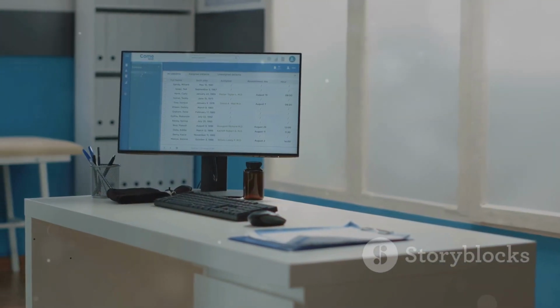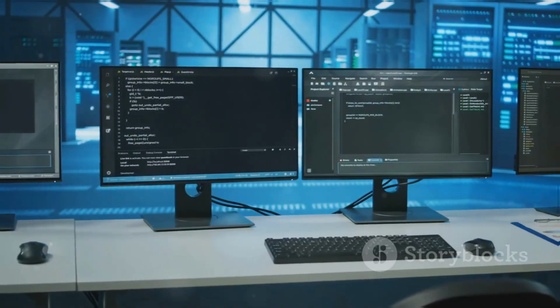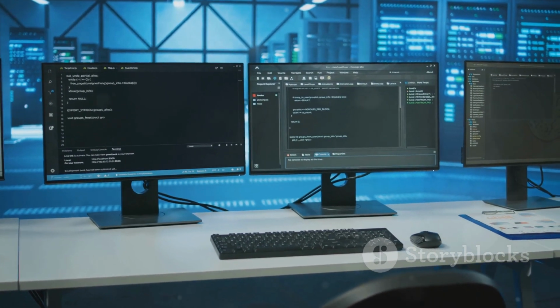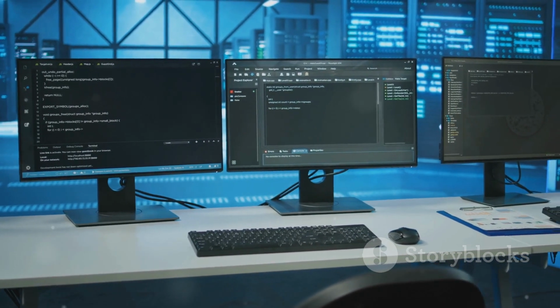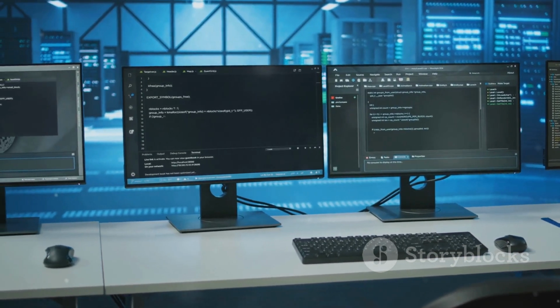Question 37. How do you manage software licenses for an organization? A. Keep an inventory of all software, track license expirations, ensure compliance with licensing agreements, and manage renewals and upgrades.